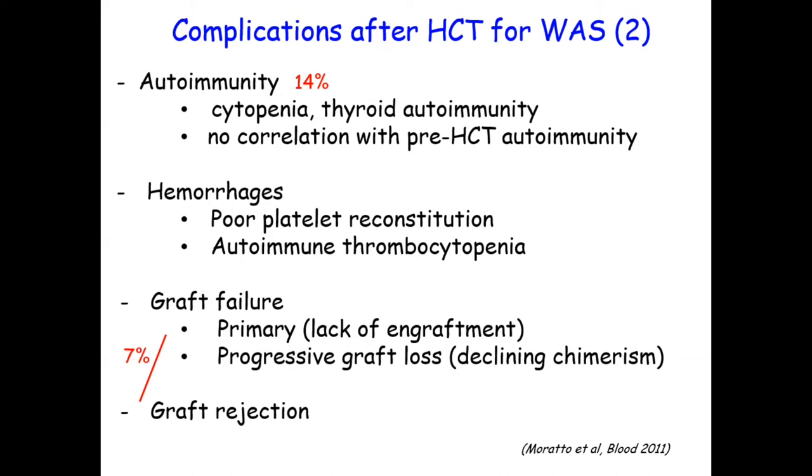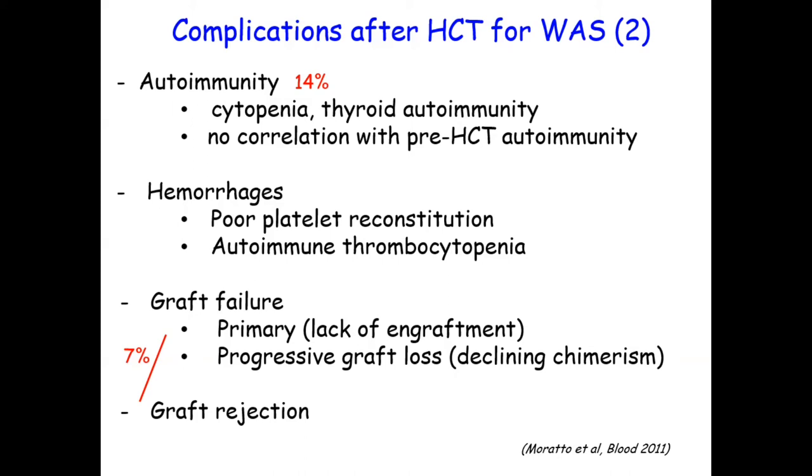Other complications: autoimmunity. So the immunity not only happens pre-transplant, it may also happen after transplant. There is really no correlation between the type of autoimmunity that Wiskott patients have pre-transplant and the type of autoimmunity that will develop post-transplant. So the autoimmunity you have pre-transplant doesn't predict what you will have post-transplant. It's a relatively common complication, 14% of the cases. The most common is actually autoimmune hemolytic anemia, which is relatively common early post-transplantation, in the first year in particular. But there's also thyroid autoimmunity, which is common. And so this is something to watch.